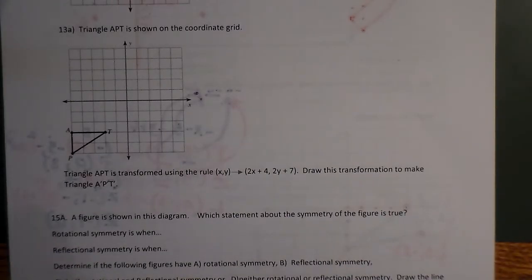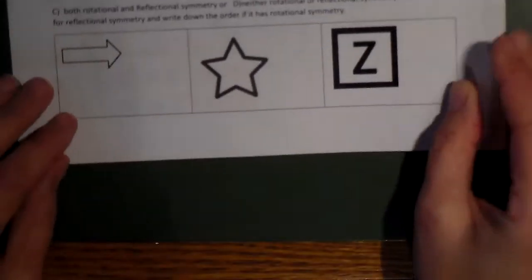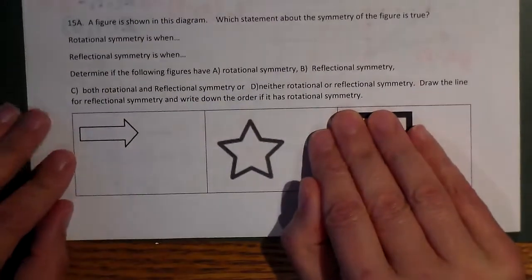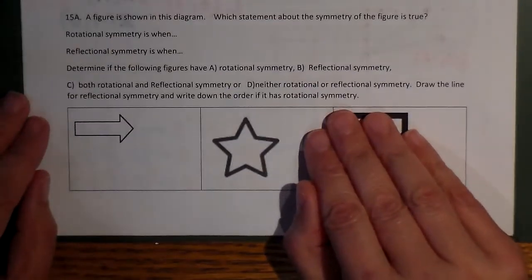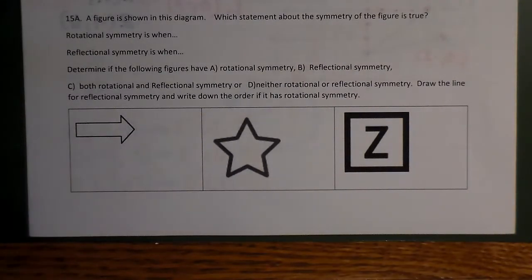The last one that you have is reflection and rotation symmetry. 15a. Okay. Figures can have two types of symmetries. There's two types. And actually, I'll do this on a different video.